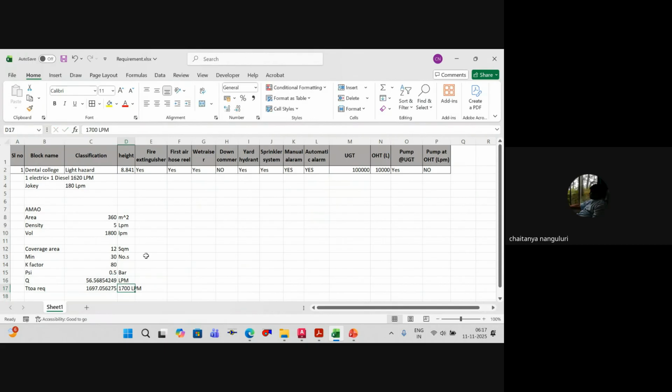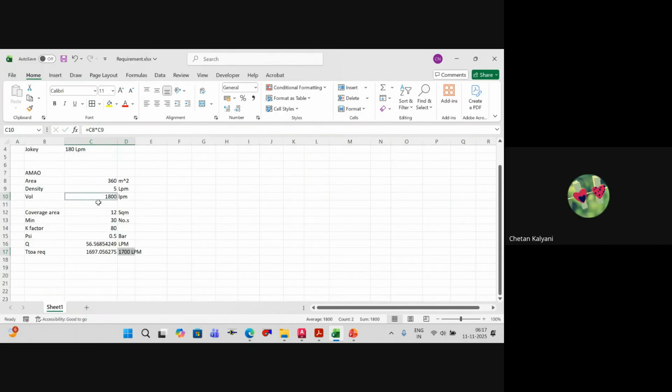So is 1700 higher or is 1800 higher? 1800. So choose this one. Understood? You have to choose whichever is highest that you have. So your sprinkler demand is 1800 LPM. You agree? Yes. 1800 LPM. The next element that we have to worry about is your hydrant demand as per IS code.